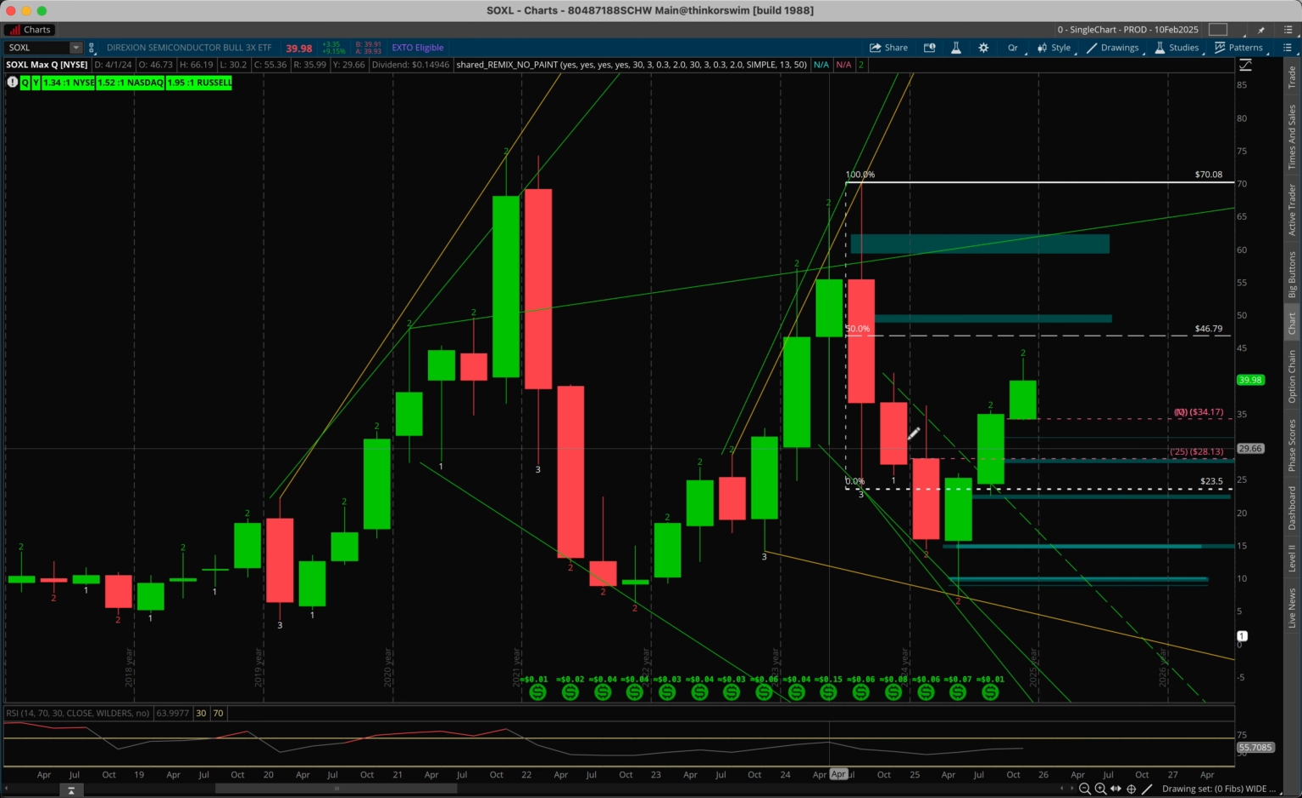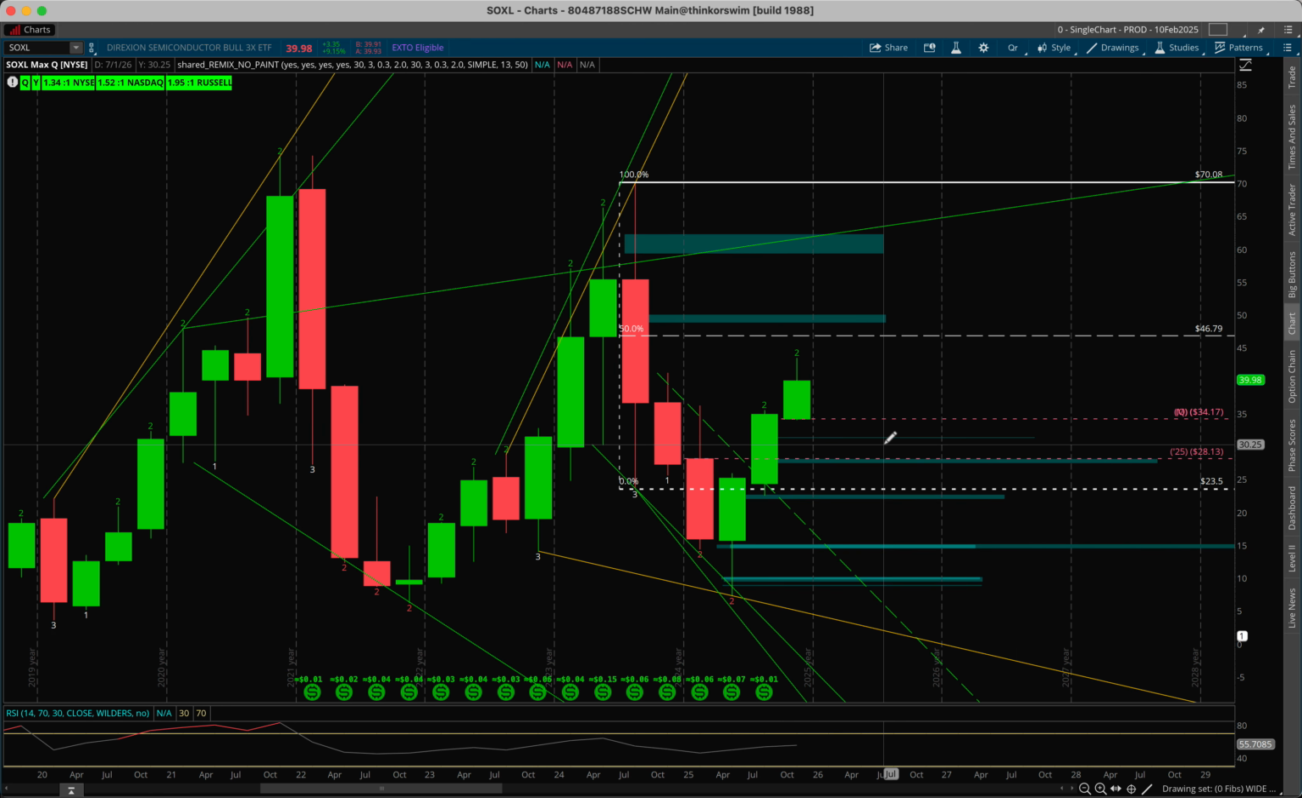We did trigger the 1 combo 2 down, combo 2 up. So that triggered at 36.15, the high of this candle right here. So the target is not just the high of the 1, but the high of the candle to the left of the 1, which is 70.08. So as long as we're above that 36.15 level, we are looking for the ultimate target of 70.08.